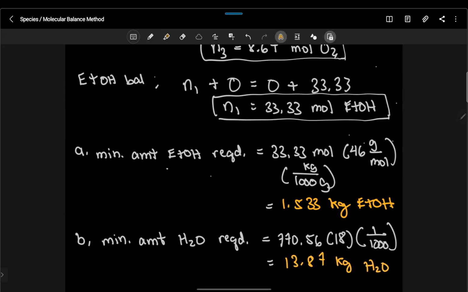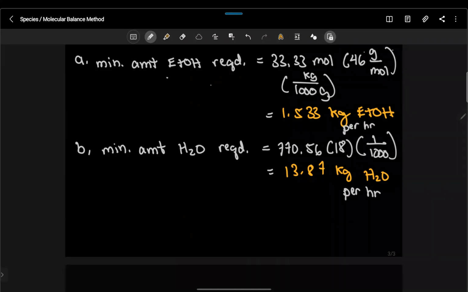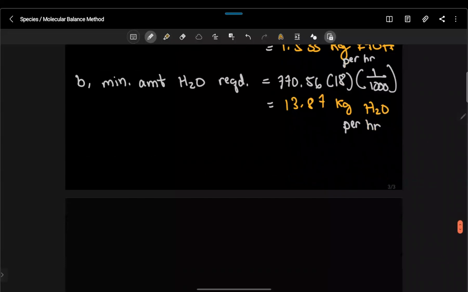Ayan. So, usually, pinapasok yung ethanol as a solution. So, therefore, alam mo na kung ilang part ethanol, ilang part water because you know the values here already. Okay? By the way, this is per hour. Okay? Per hour. Kasi, nag-basis tayo kanina ng 1 hour operation. Okay? Next, letter C.